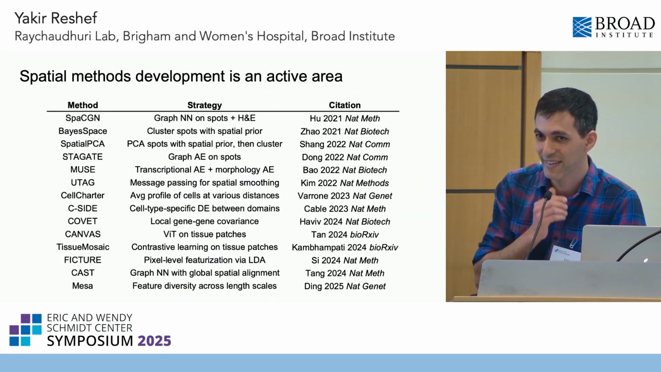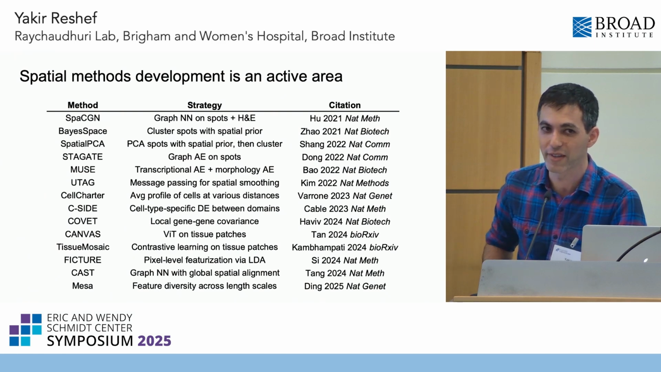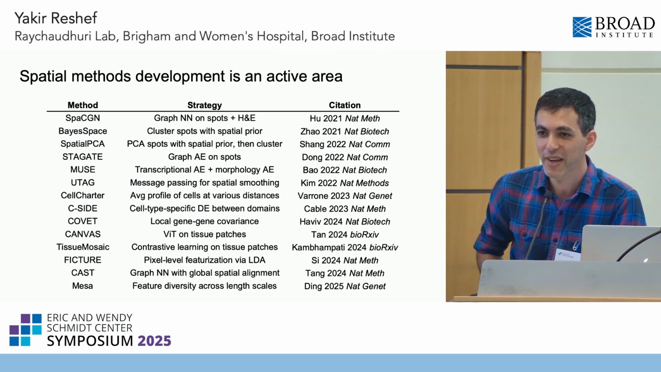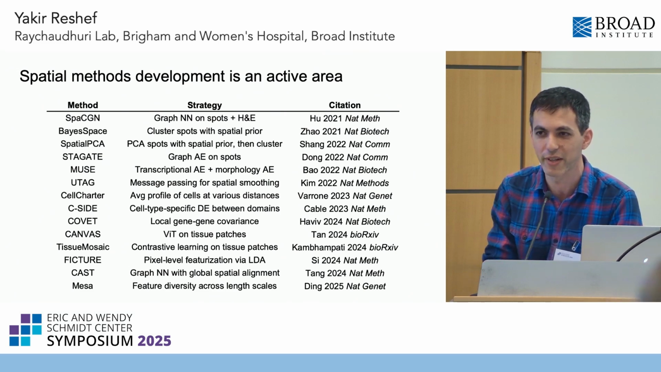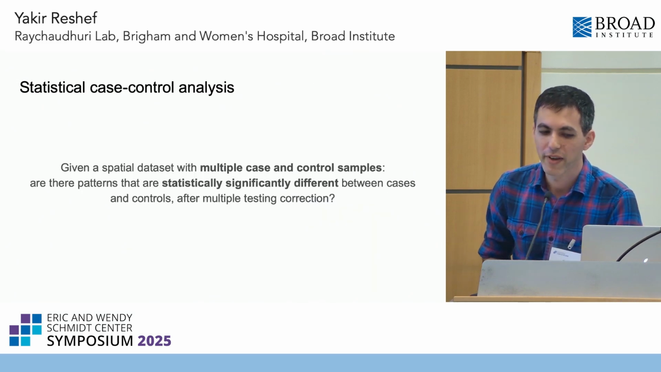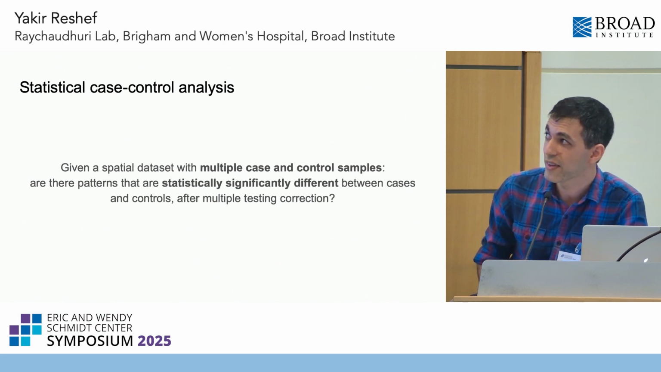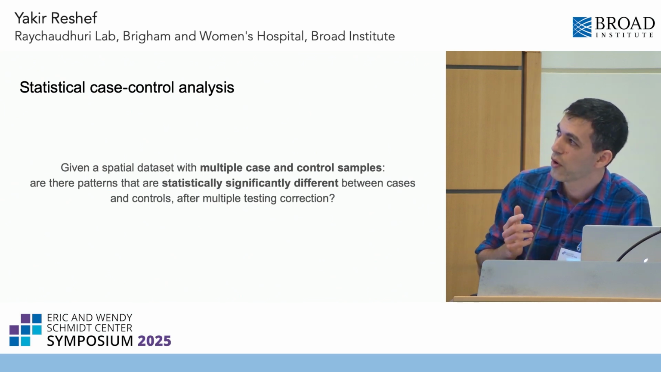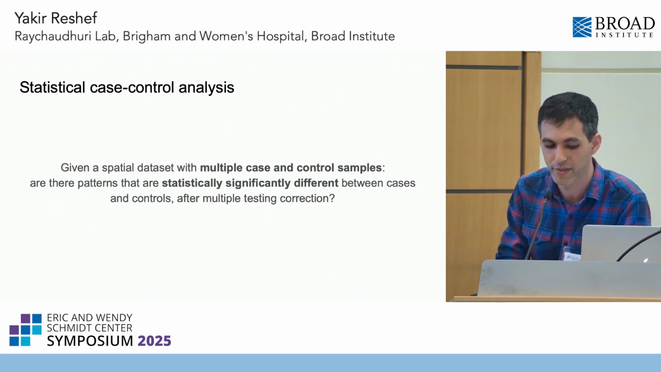And as you've already seen, this has been a really rich area for methods development, and there are some really sophisticated approaches now for analyzing spatial data, many of which use advanced ML approaches. And thanks to these methods, such as what Dana just showed you, we can now parse out tissue structure in quite granular detail. Today I want to talk specifically about finding disease-associated spatial structures, and I want to do this in a statistical framework. Given a spatial data set with many case samples and many control samples, are there patterns that are statistically significantly different between cases and controls after multiple testing correction?